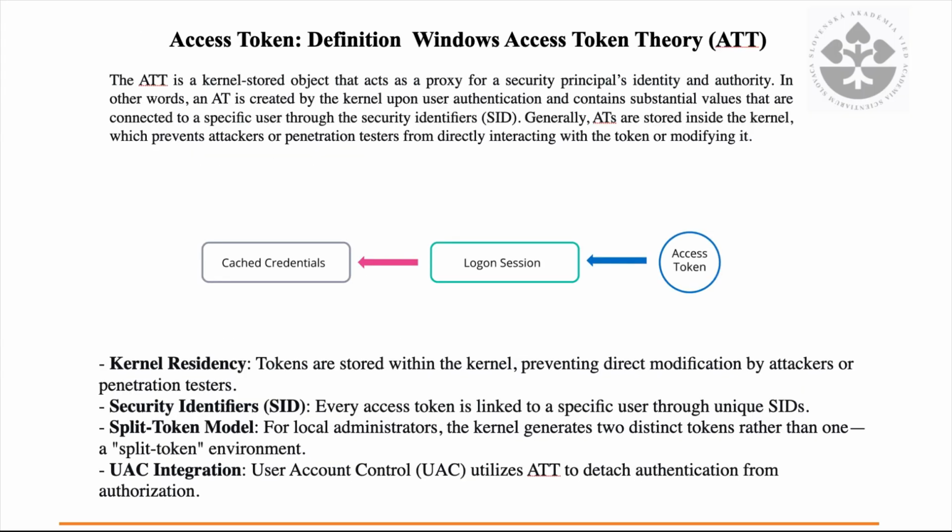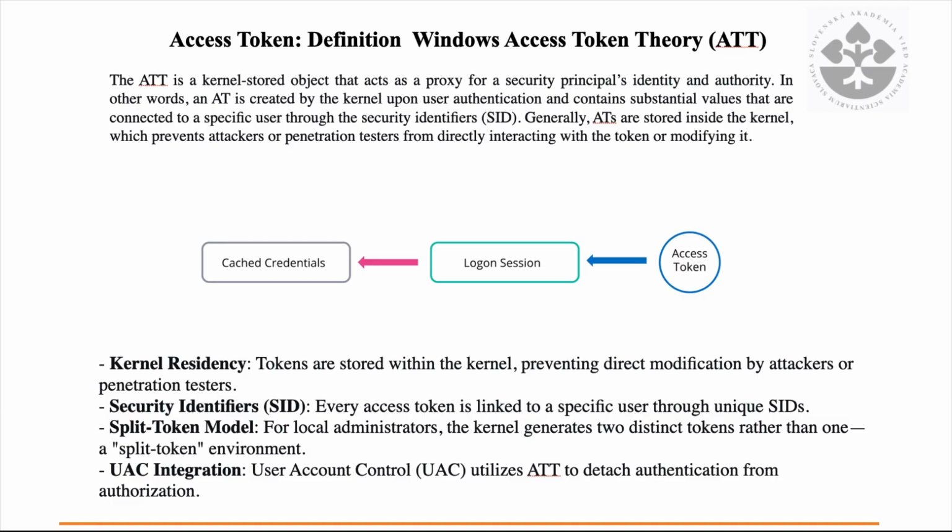Okay. So now let us explain what ATT is, which is Windows Access Token Theory. It's a kernel stored object that acts specifically as a proxy for security principals, identity, and authority. Generally, access tokens are stored inside the kernel, which prevents attackers, or let me say red teamers, penetration testers, from directly interacting with the token or altering it.